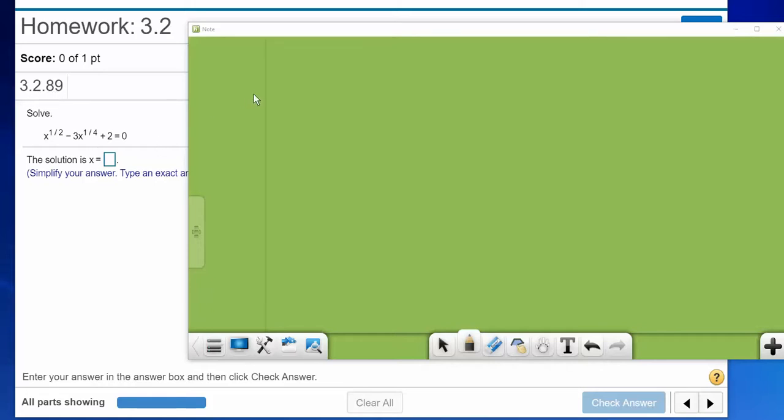3.2.89, solve x to the 1/2 minus 3x to the 1/4 plus 2 equals 0. Again, when they have this quadratic form, the three terms, we're going to look at this middle term, and you're going to let u be that, x to the 1/4 in this case.